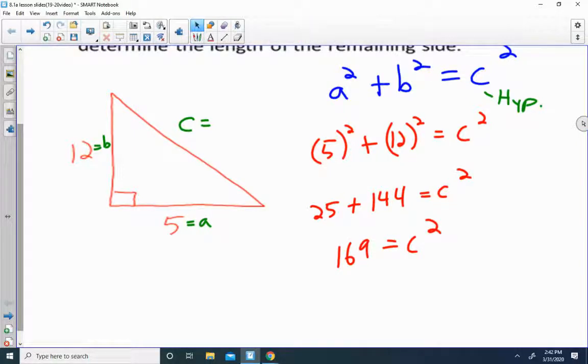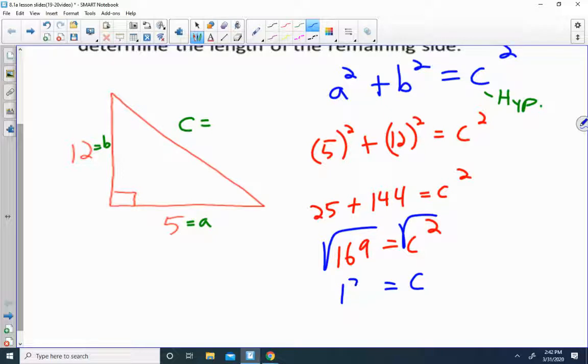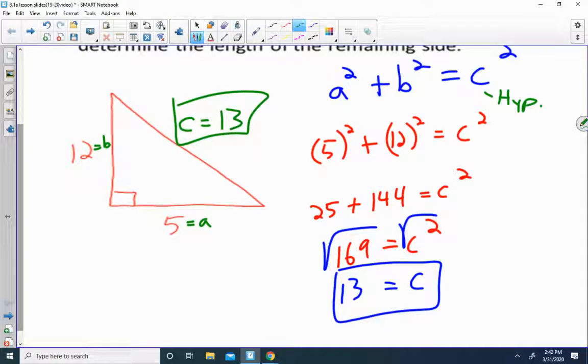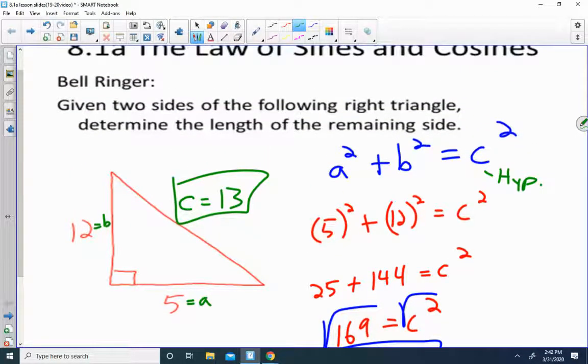And we almost have the c, we just have to get rid of the power of 2, and you do that by taking the square root. When you take the square root of 169, you should get 13. So 13 is the hypotenuse, or the missing side. Done. Now, I have a confession to make.